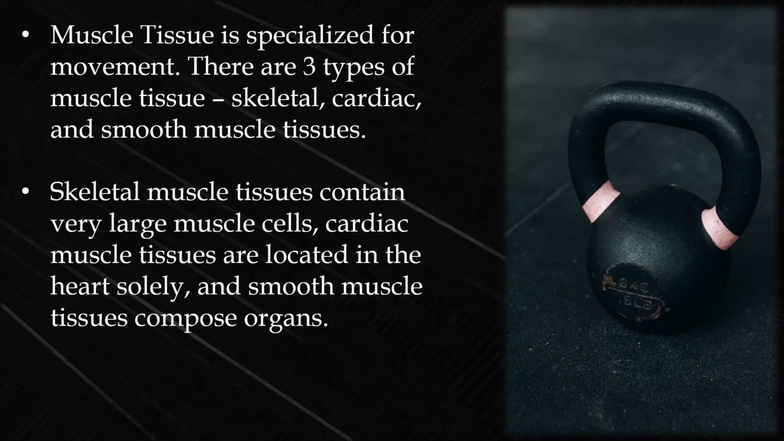Muscle tissue is specialized for movement. There are 3 types of muscle tissue: skeletal, cardiac, and smooth muscle tissues. Skeletal muscle tissues contain very large muscle cells. Cardiac muscle tissues are located in the heart solely, and smooth muscle tissues compose organs.